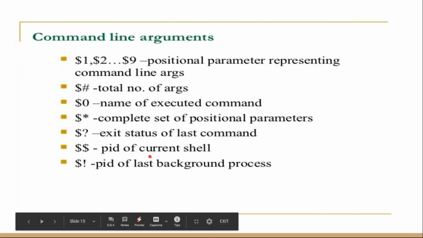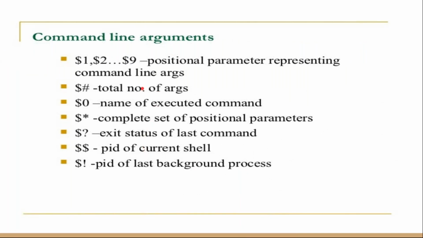When you send a command, for example with command line arguments, the positional parameters start with your dollar sign, $1 up to $9. These represent your command line arguments. Every argument has a position number. If you mention $1, that means the first parameter, $2 the second parameter, and up to $9 you can go by using this dollar sign.